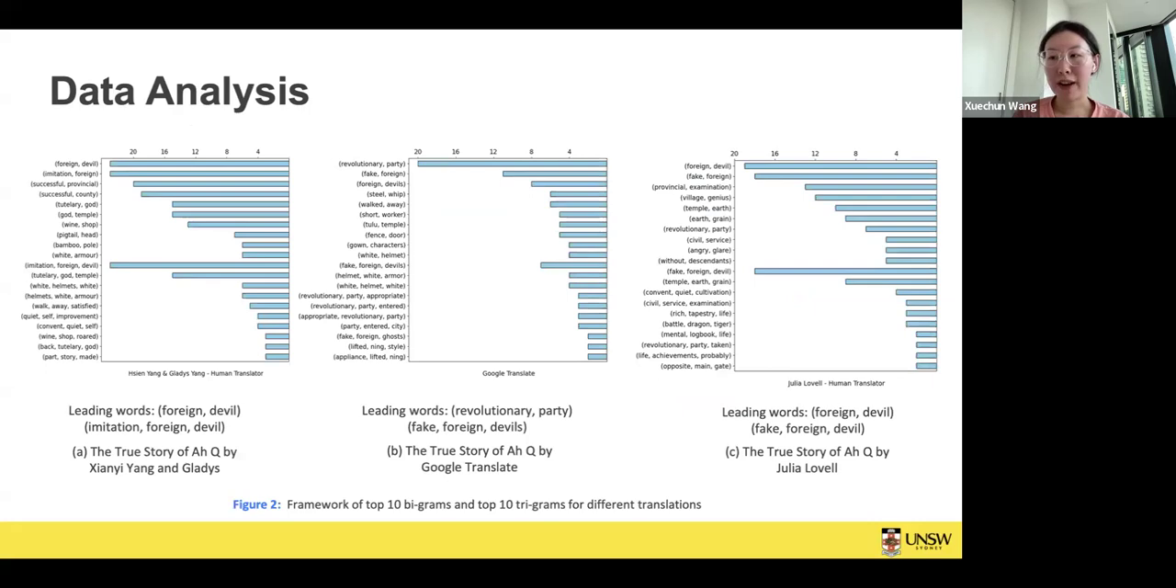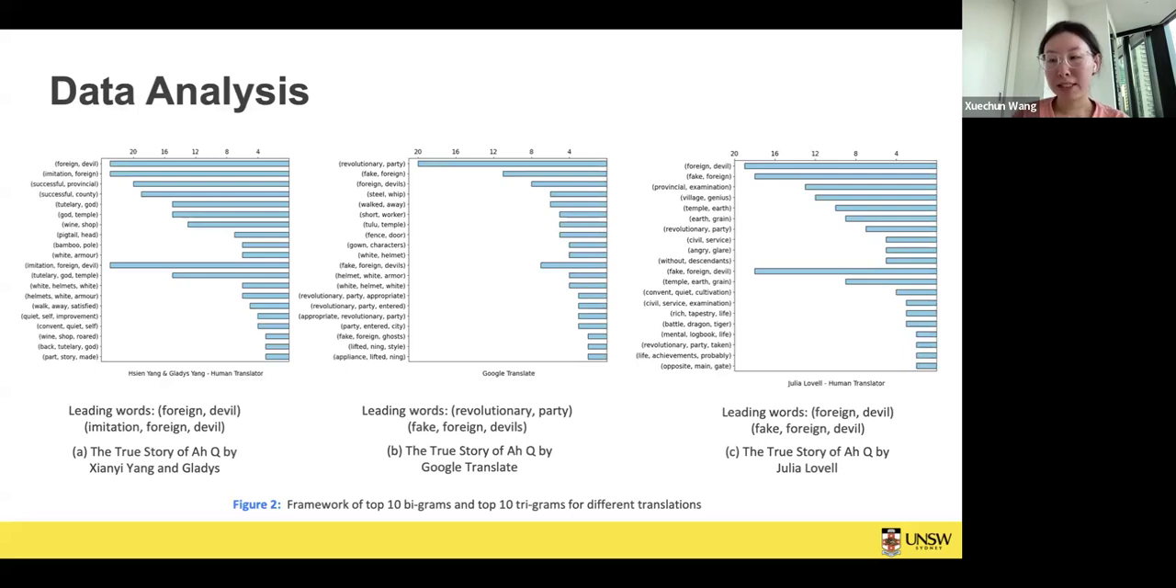Next is the evaluation of results. First, I'll start with the data analysis. To investigate the theme of the original text, we utilize the n-grams in the 3 translations. Figure B here shows the bigrams and trigrams for Google Translate. It demonstrates that "the Revolutionary Party" and "fake foreign devils" are the most mentioned consecutive words.